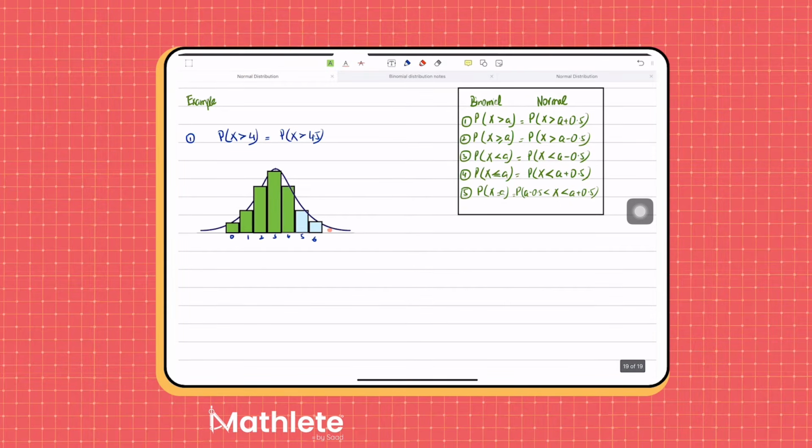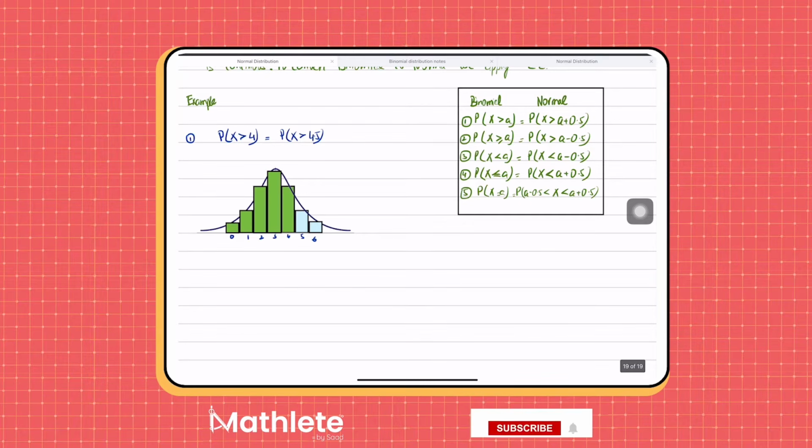So once again, think of it this way: you're tossing a coin 6 times and you want to calculate the probability of getting more than 4 tails, or more than 4 heads. So that means we're talking about 5 and 6. This is the area that we will actually calculate.